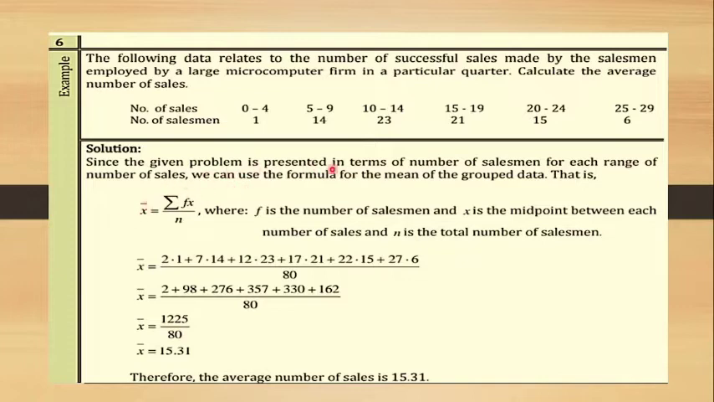Since the given problem is presented in terms of number of salesmen for each range of number of sales, we can use the formula for the mean of grouped data. That is, the mean is equal to the summation of fx, or f times x, over n, where f is the number of salesmen, x is the midpoint of each range of number of sales, and n is the total number of salesmen.